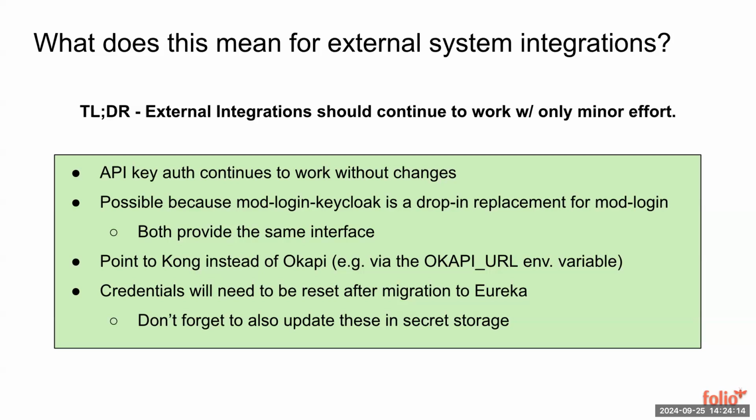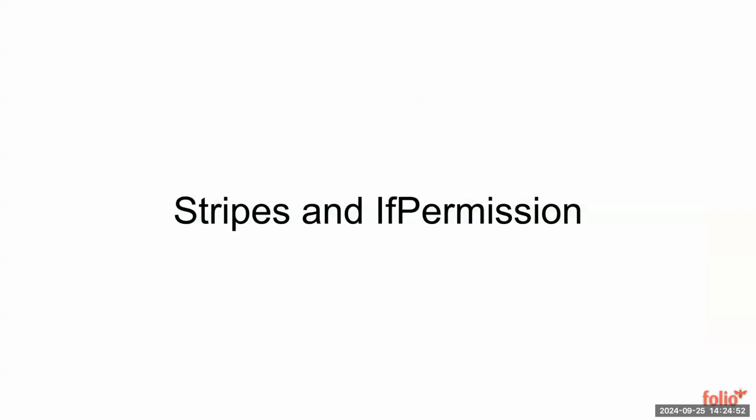One thing that you do need to do is point to Kong instead of Okapi, right? So there's no Okapi in Eureka any longer. For instance, in the edge APIs, there's this Okapi URL environment variable. Instead of pointing that to Okapi, you point it to Kong and you should be up and running, right? And then one more caveat is that credentials will need to be reset after migrating to Eureka. And of course, system operators that manage the edge API institutional user credentials need to keep these in secret storage. So as you reset your passwords, you need to make sure that you're also updating them there.